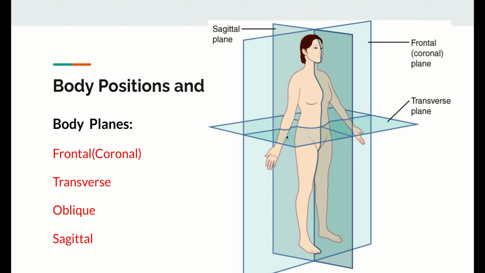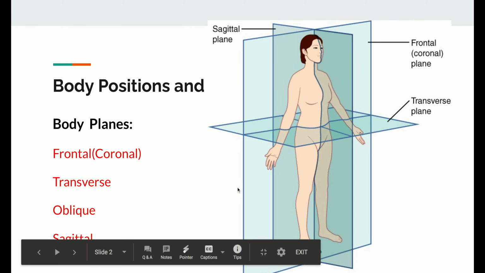An oblique, which is not shown here, separates the body on an angle. So it's a plane that comes in at an angle, separating the body. And sagittal, which separates the body into a left and right side.